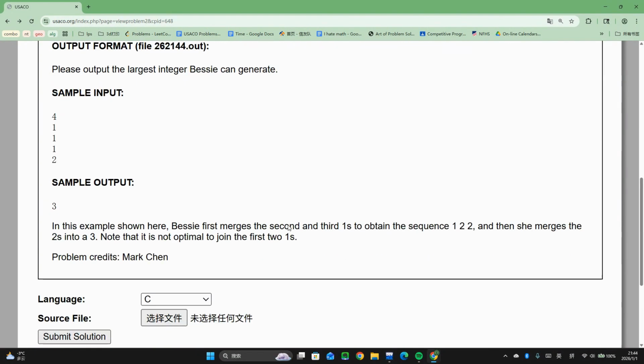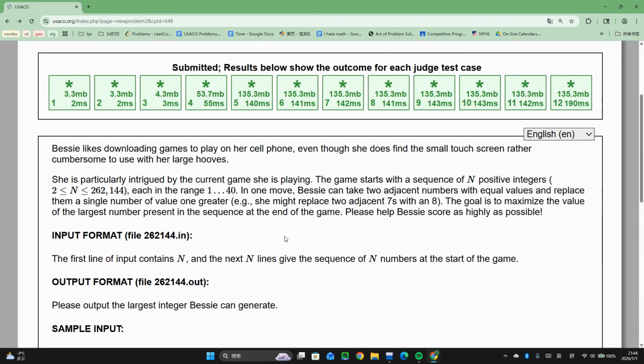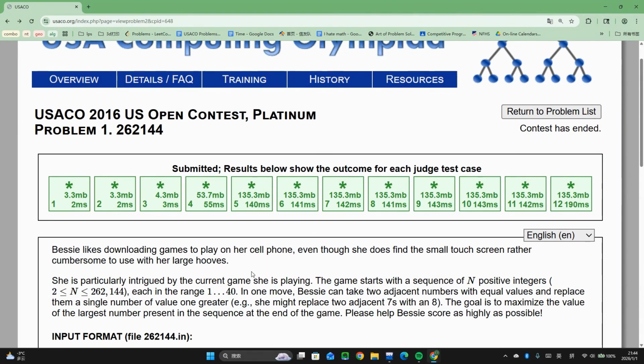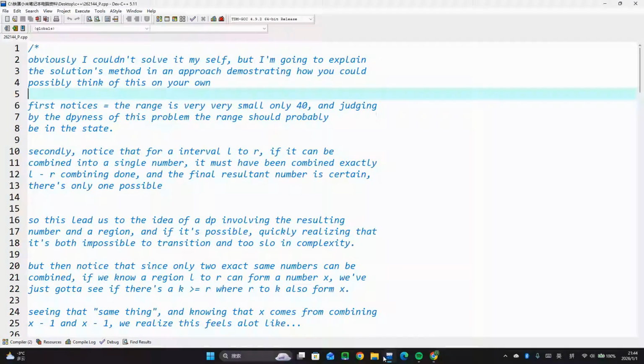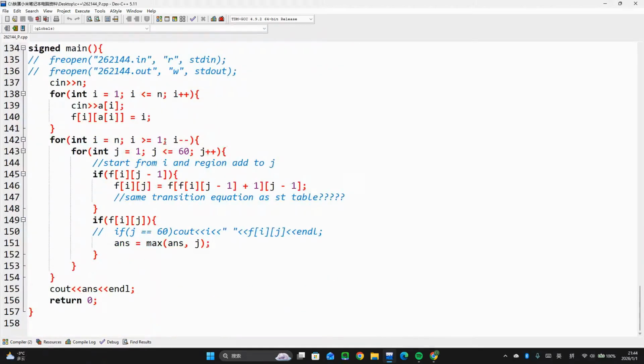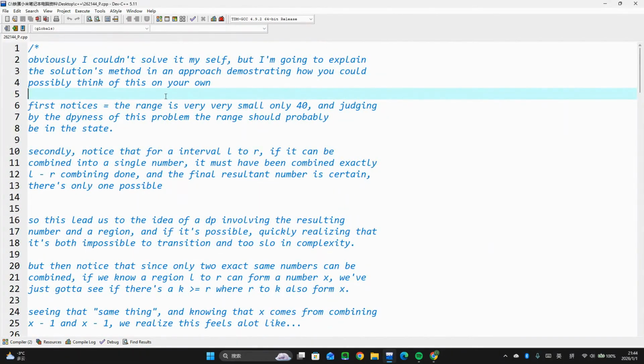Anyways, for this problem, obviously we can't use the same region DP, interval DP approach we used for the gold version of this problem. So we have to do something slightly smarter. In my comments, I have basically the whole thought process. Obviously, I couldn't solve this on my own, but I'm going to explain the solution's method in a way that may demonstrate how you could think of this.